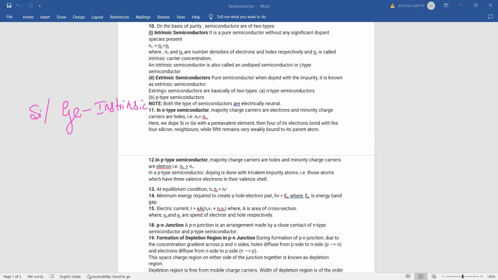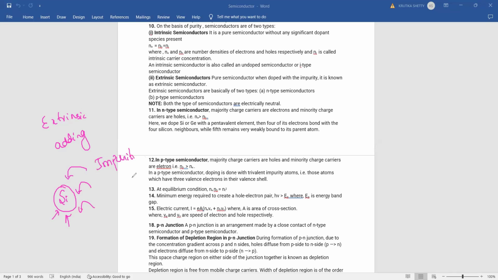So for that reason we have the extrinsic semiconductors. In case of the extrinsic semiconductors, here we are adding some impurities. Suppose here we have the silicon crystal. For this silicon crystal, what we are doing, we are adding some impurities.